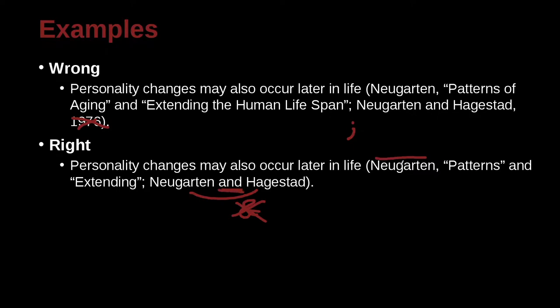Here what we have is Neugarten is the author, but he's the author of one work here and another work here. So we're citing two sources, but by the same author. And in this case, we see they have quotation marks, which means it's a chapter of a book, or it's a smaller part of something that's bigger. So we are making three citations here, but two are by the same author.